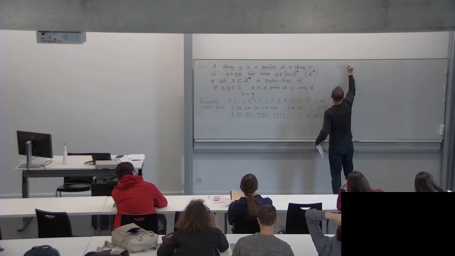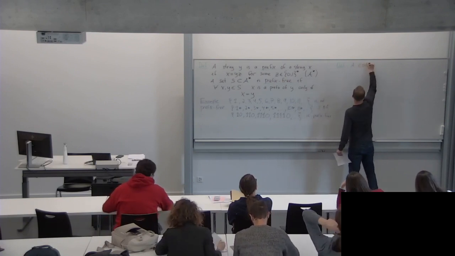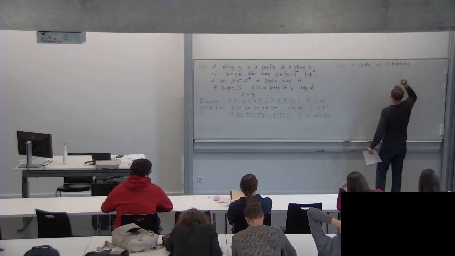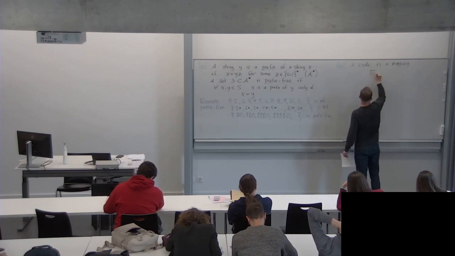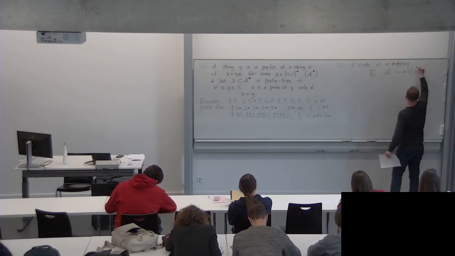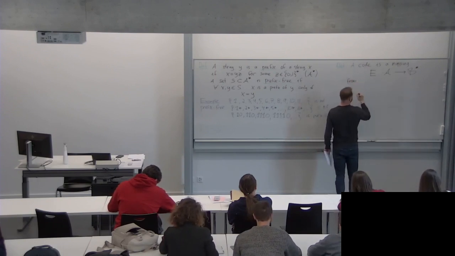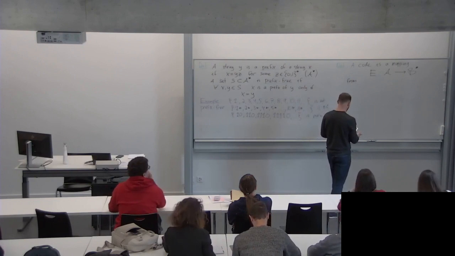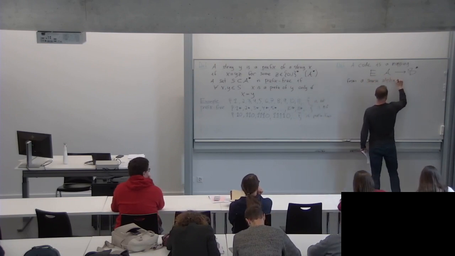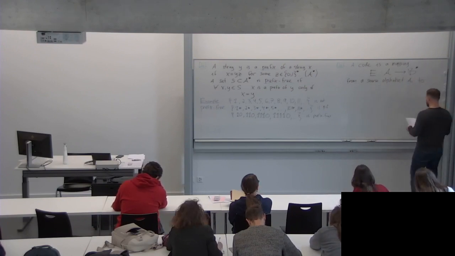Definition. A code is a mapping E that goes from A to B star, from a source alphabet to a set of code words.